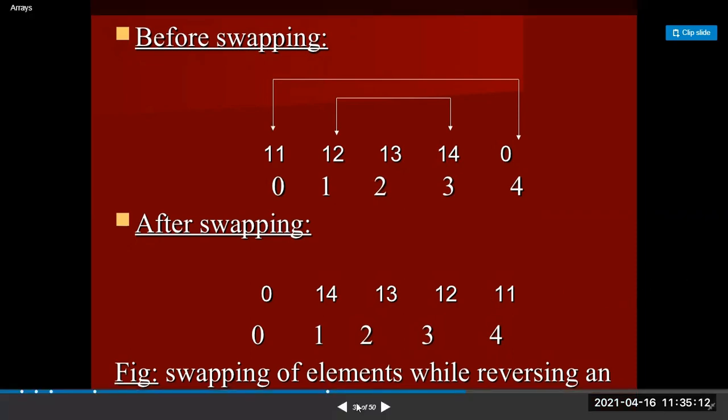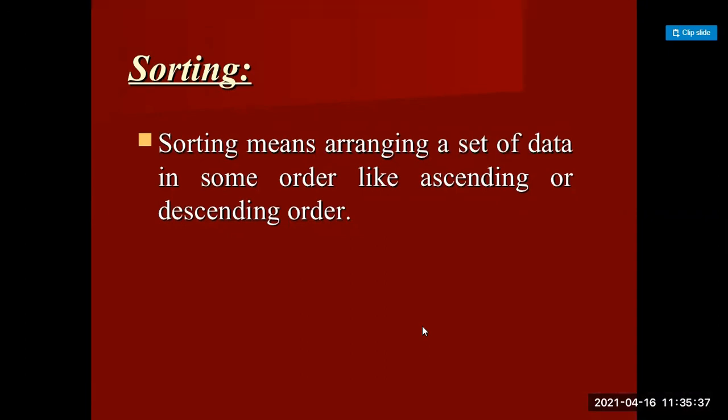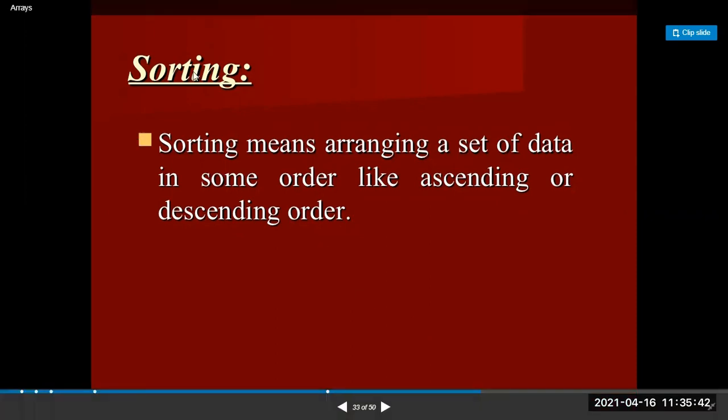Okay, clear. Next, another operation in an array is sorting. What is sorting? Sorting is nothing but arranging a set of elements in either ascending order or descending order. We have different sorting techniques: bubble sort, selection sort, quick sort, heap sort. All these are used for sorting the elements in an array.